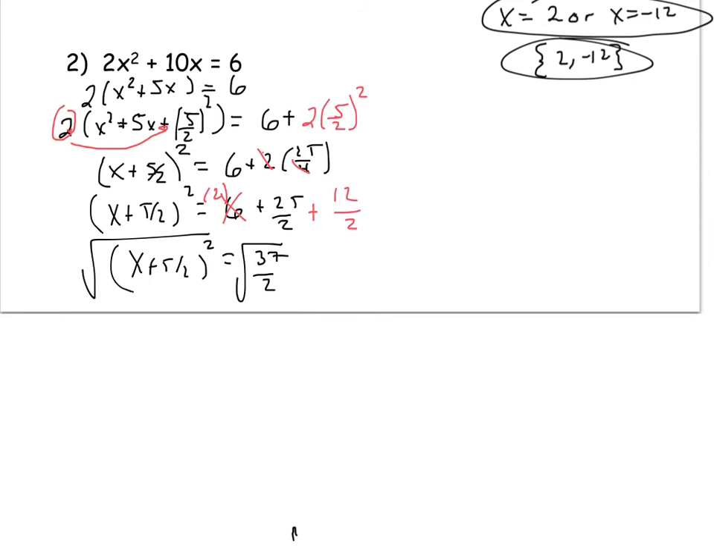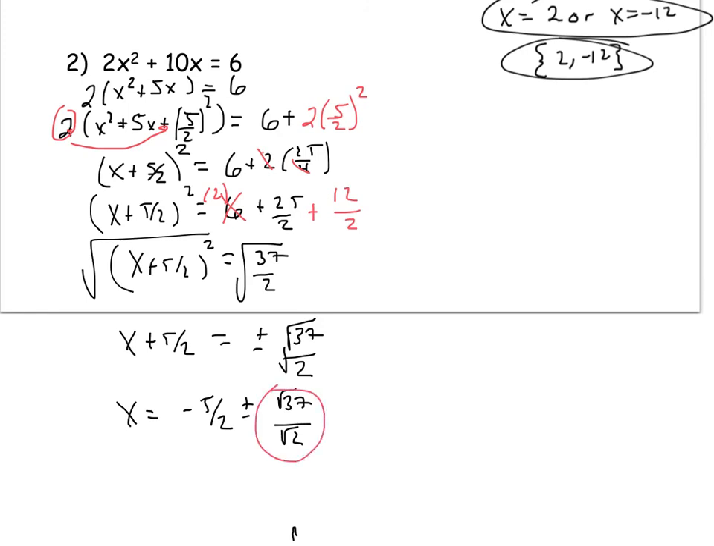I'm going to go ahead and take the square root. And now I'm left with x plus 5 halves is equal to plus or minus root 37 over 2. X is going to equal negative 5 halves plus or minus root 37 over root 2. And from the video that we discussed before with this example, we have to actually rationalize this, this is technically the answer.